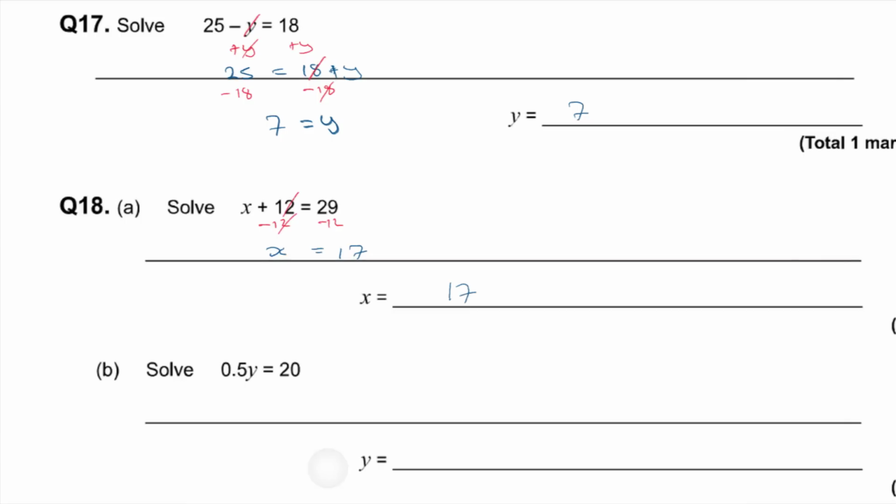So, in this one, I'm going to have to multiply that side by 2 to get y again. And if I multiply that side by 2, I've got to do it to this side as well. So my 2 and my 0.5 cancel, and that leaves me with y on the left. And my 20 times 2, that's 40. So y is equal to 40 is the solution.